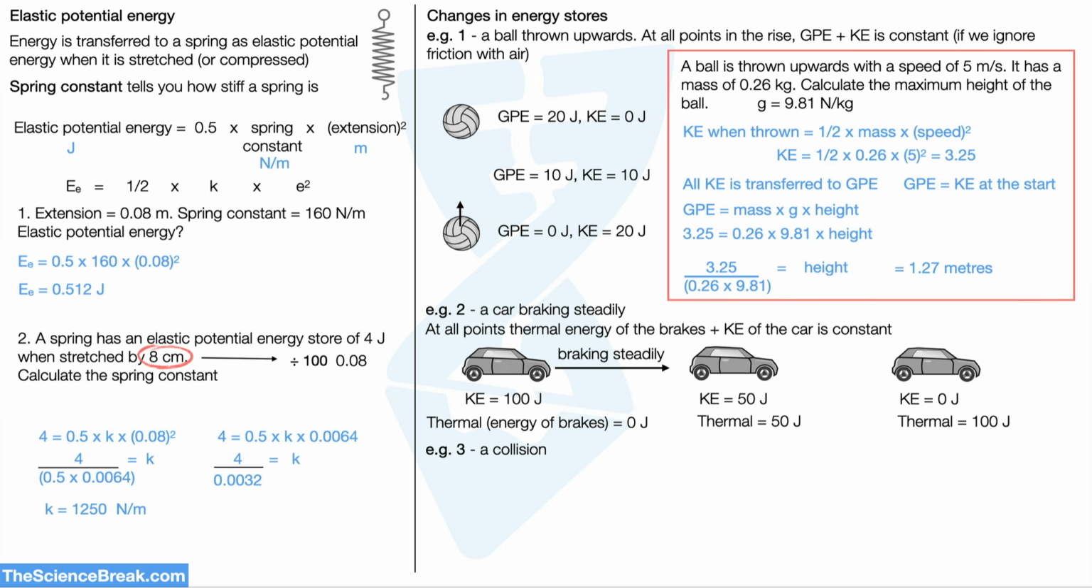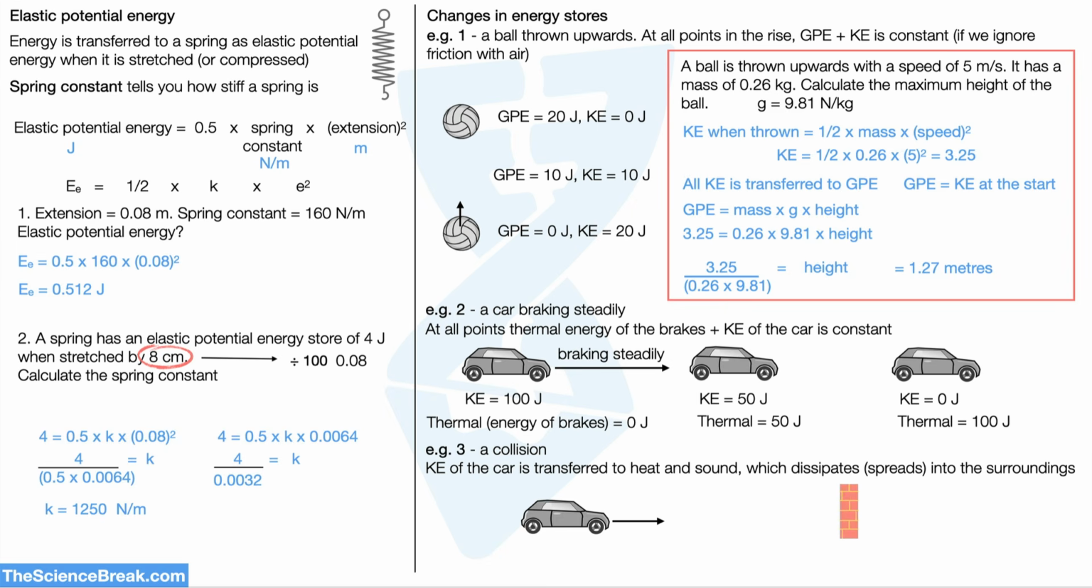And the final example is a collision. The kinetic energy of a car is transferred to heat and sound, which dissipates or spreads into the surroundings. So here's our car, here's a wall. The kinetic energy of the car, as a simple example, is 100 joules. It travels, hits the wall, we have a collision, and that kinetic energy is transferred to sound and heat, and that will add up to be 100 joules. All the kinetic energy has transferred to sound and heat, which then spreads or dissipates into the surroundings. And remember, kinetic energy here therefore is 0 joules.